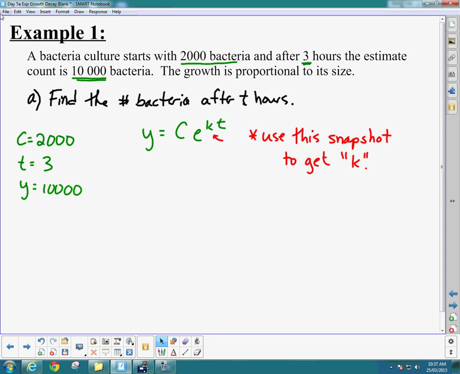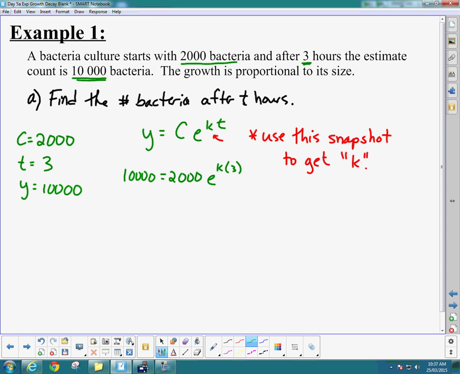That proportional constant can be different in every question because the way it grows is different. But at least here we have that snapshot of the 3 hour mark, and we use that snapshot to get k. So let's plug in our information. y is 10,000, C is 2,000, e to the k times 3. And what we have to do is solve for k.